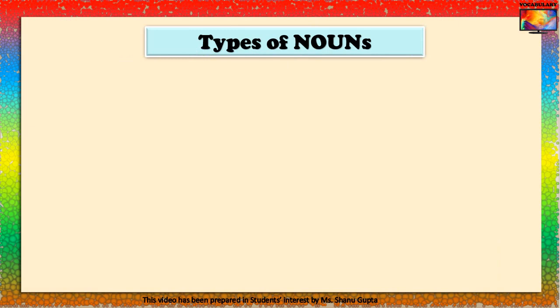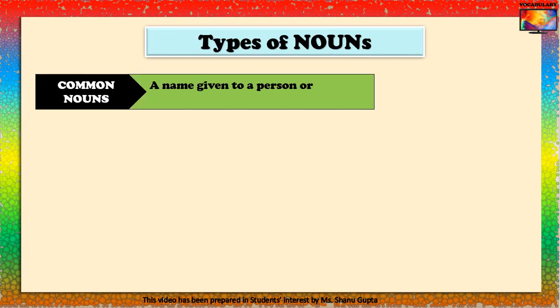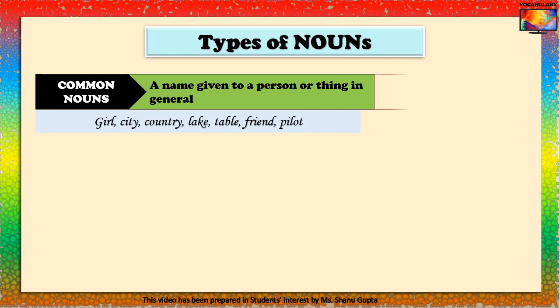Now let's quickly go through the various types of nouns. A noun is called a common noun when it is a general name given to a person or thing of a class or kind. Words like girl, city, country, lake, table, friend, pilot are all common nouns as they are general names given to persons or things without pointing out a particular instance of the same. In the sentence, my friend is a pilot, both friend and pilot are common nouns.